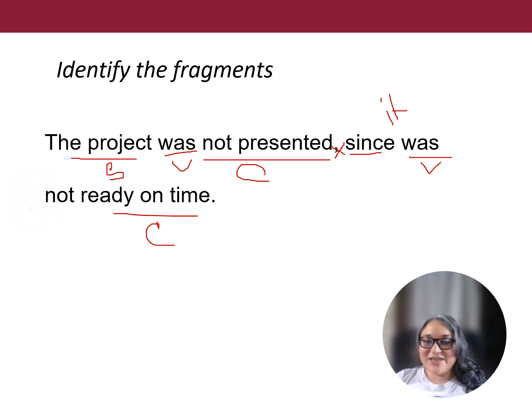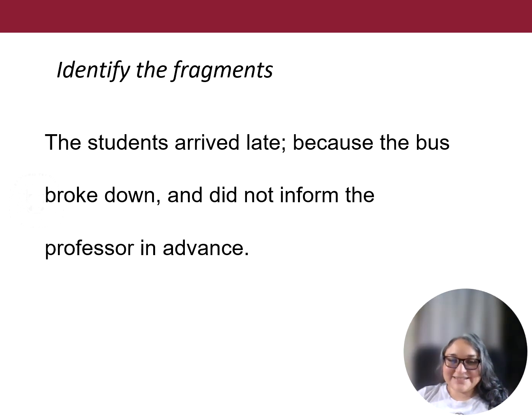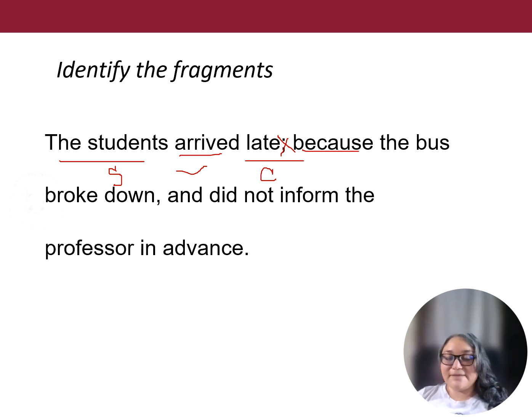Let's analyze another example. In this sentence, there are also fragments. Let's analyze it. The students arrive late. I have a subject, I have a verb, and a complement. This is correct. But then I have because. What kind of conjunction is because? A subordinating conjunction. Therefore, I don't need here a semicolon. The students arrive late because the bus broke down. I have here a subject. I have here a verb, which is broke down.